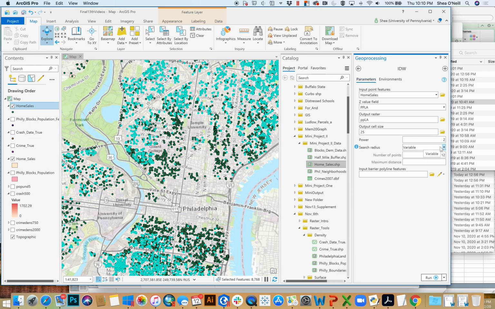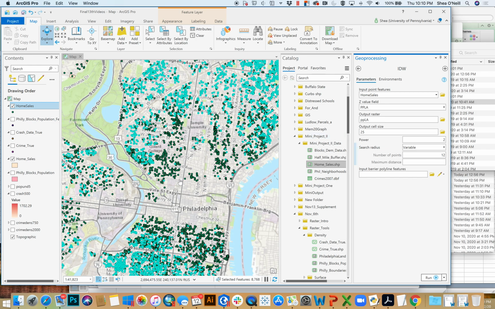This is important here, search radius. You have 2 options, either fixed or variable, and notice that as you change it, it'll change the options here. Let me walk you through it. Variable means to calculate my value, each pixel will look around and find the closest 12 points. Those 12 will be what it uses to influence its value. The closer they are, the more influence they'll have. But it won't search after a certain distance.